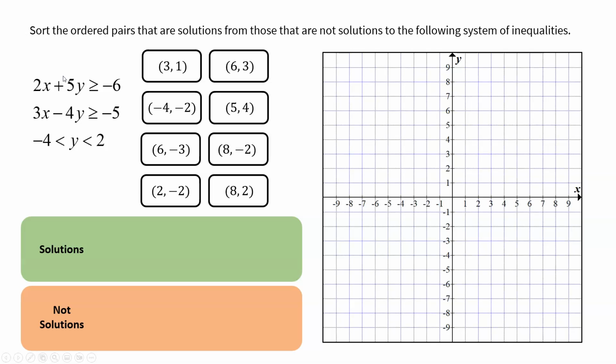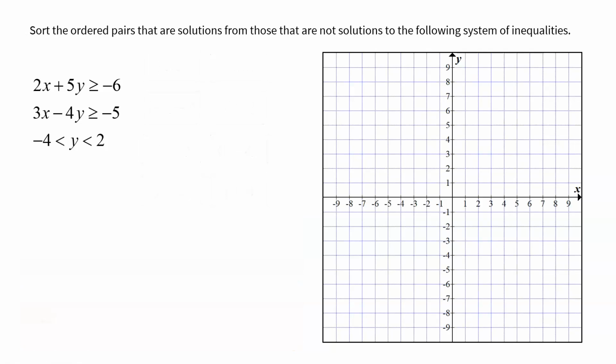In example one, you were given this system of linear inequalities and were asked to determine which of these were solutions and which were not. So, looking at the system first, let's graph the solution or the feasible region for this. So you have 2x plus 5y is greater than or equal to negative 6.